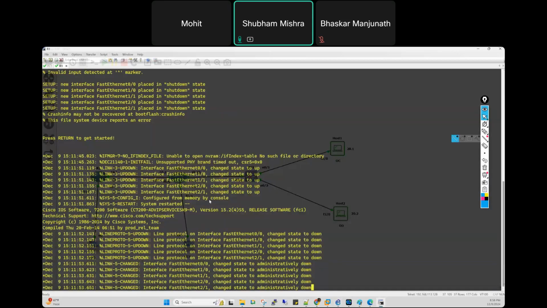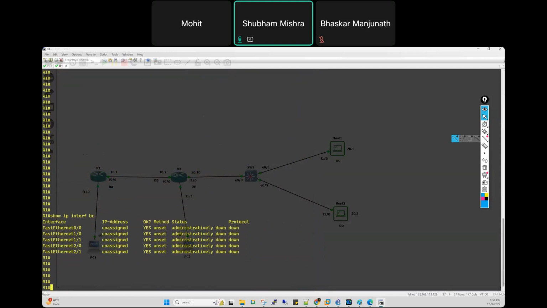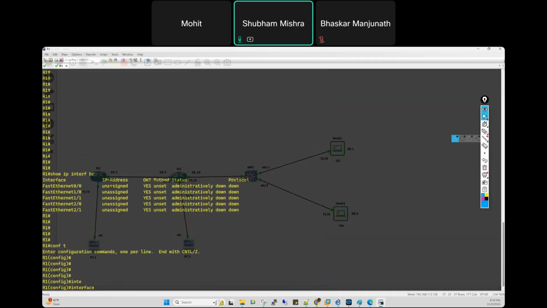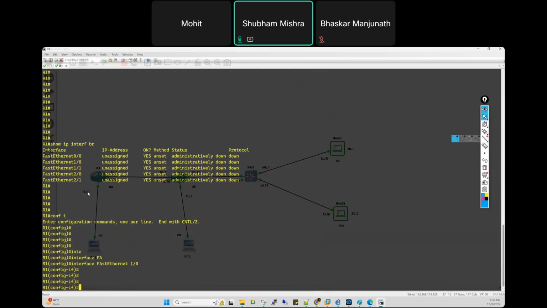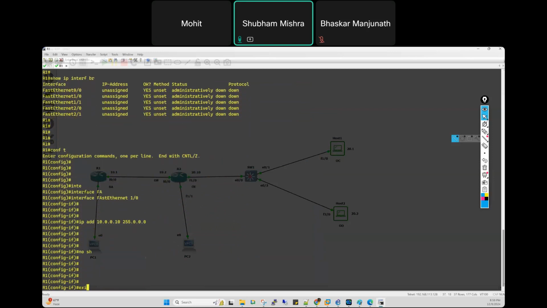The router number 1. Show IP interface brief. Is there any IP address? No, there is no IP address configured here. Come to global configuration mode. In global configuration mode, we write interface FastEthernet. What is the interface, guys? First of all, 1/0. Right? IP address 10.0.0.10, 255.0.0.0 and no shutdown. Done.